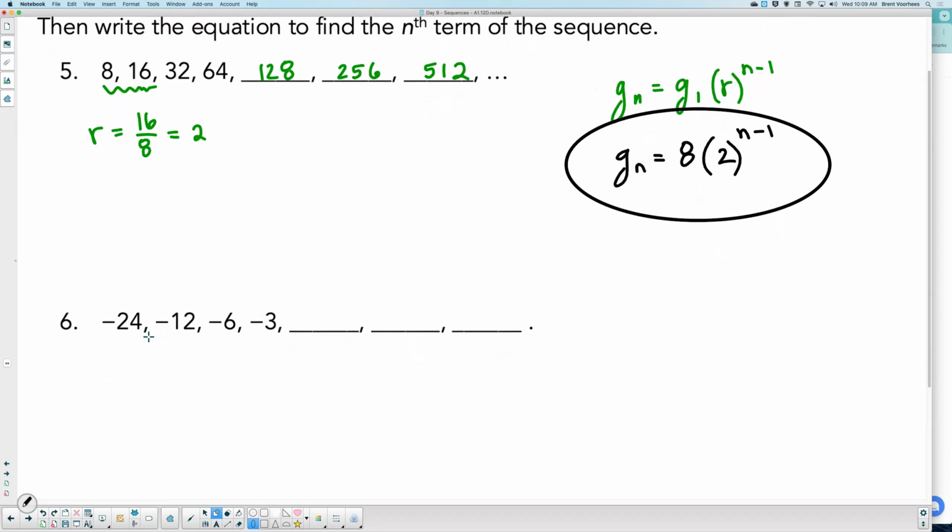Let's see this one. Negative 24, negative 12, negative 6, negative 3. Does anybody see what's happening every time? Jose? See your brain working. Negative 24, negative 12, negative 6, negative 3. Can anybody see the pattern? Nope, it's not adding by 12. It's not subtracting either. Division? It is division. What's happening each time?